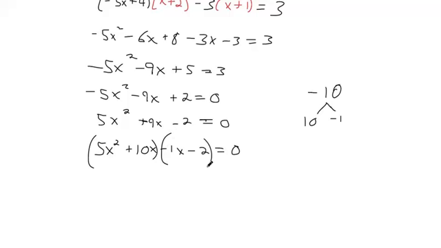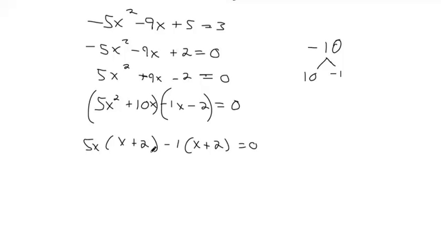We put parentheses around the first two and parentheses around the last two terms, and we factor out what's in common. I can take a 5x out of the first parentheses, and I can take out a negative 1 from the second parentheses. And now they both have an x plus 2 in common, so I can factor out an x plus 2, and then 5x minus 1 is left over.